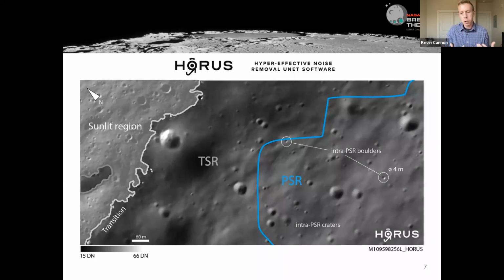It seems that if there is a lot of ice, it's probably buried at depth, and the ice could be in different forms. We don't quite know what the texture of that ice is.